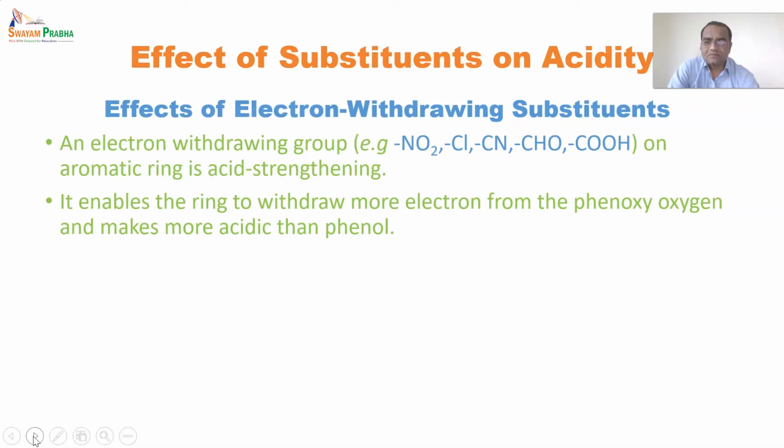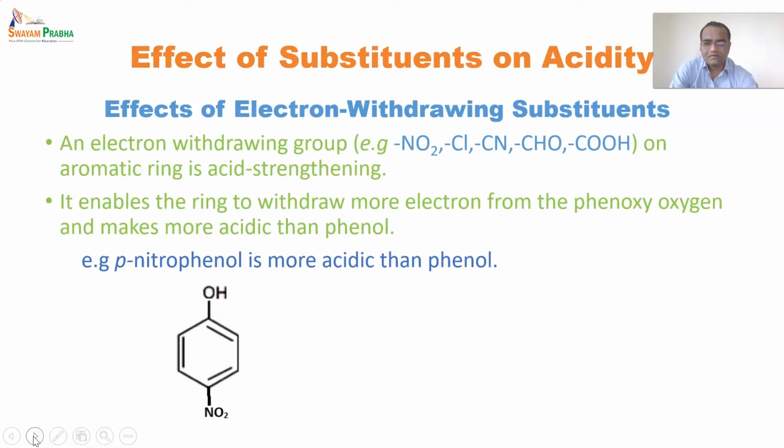So it enables the ring to withdraw more electrons from the phenoxy oxygen and makes it more acidic than phenol. So the negative charge on the oxygen of the phenol decreases, as it has been withdrawn by this electron withdrawing group, which makes the phenol more acidic. For example, here I have given that para-nitrophenol is more acidic than phenol.